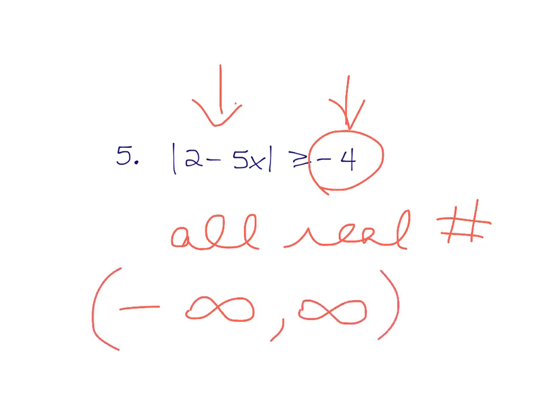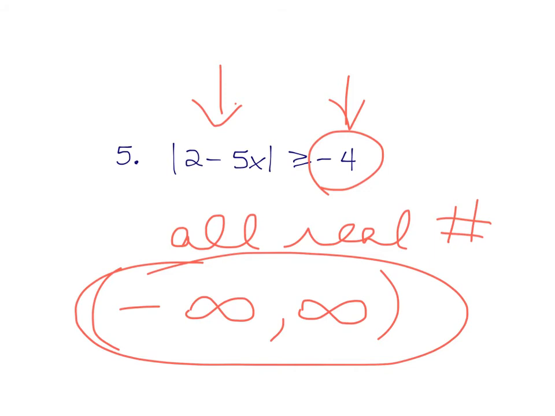So when it's greater than a negative number, it's all real numbers. But when it's less than a negative number, it will be no solution. And that's going to be the next example. So again, I want to see it written in interval notation. So from negative infinity to positive infinity.